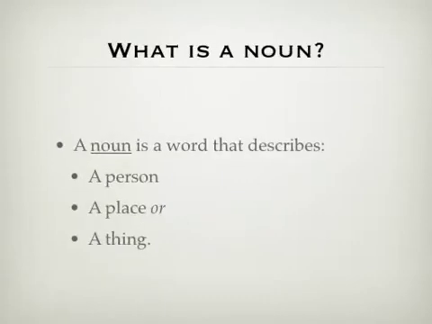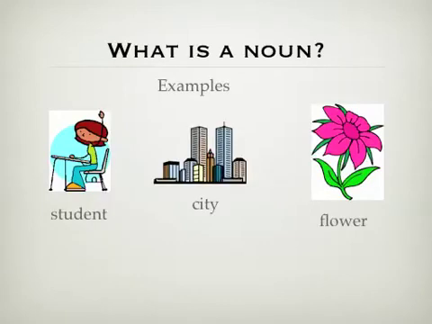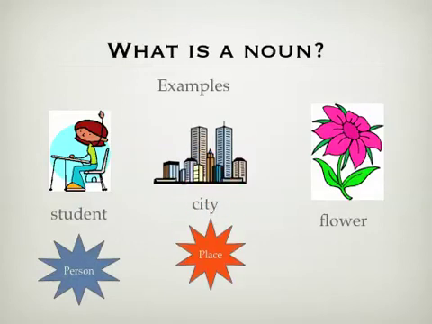So first, what is a noun? Well, very simply, a noun is a word that is a person, a place, or a thing. So, examples: student. Student is a type of person. You have city. Well, city is a place. Flower. Flower is a thing. And I'm sure you'll have no problem thinking of other examples of nouns. They're all around us.